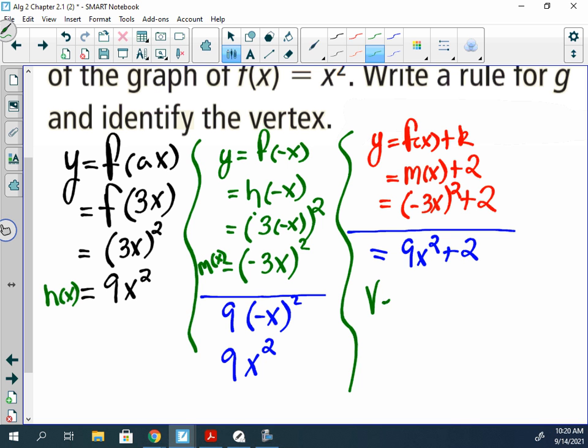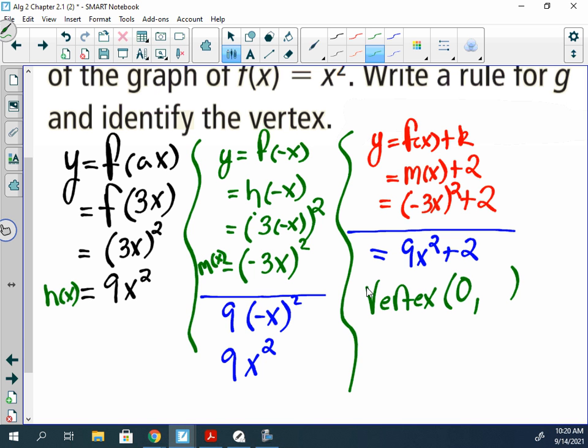And what would the vertex be? So we need the h value, yes? H is inside the parentheses, being added or subtracted from x. Do we have that? 0. Because in bx minus h, inside the parentheses we don't have anything added or subtracted to x. We do have the negative 3, but the negative 3 is in the spot of b, not h, so that doesn't affect it.